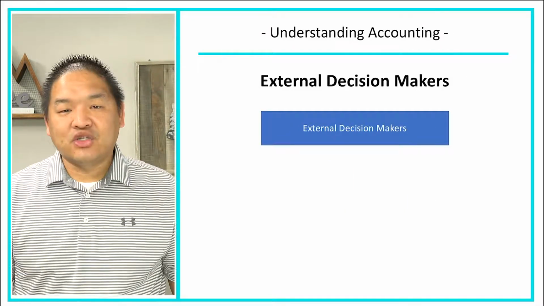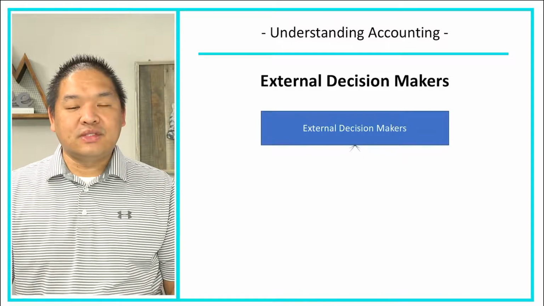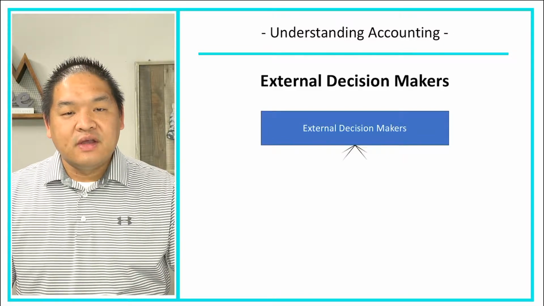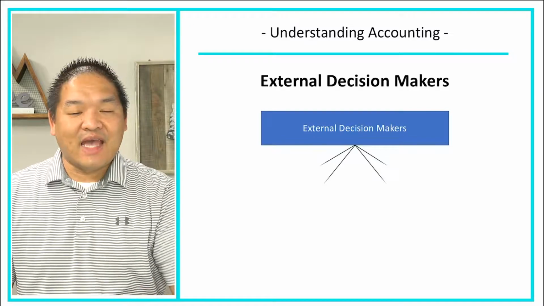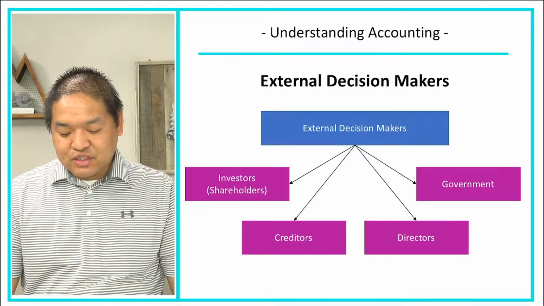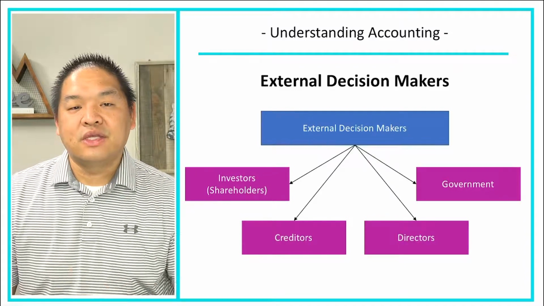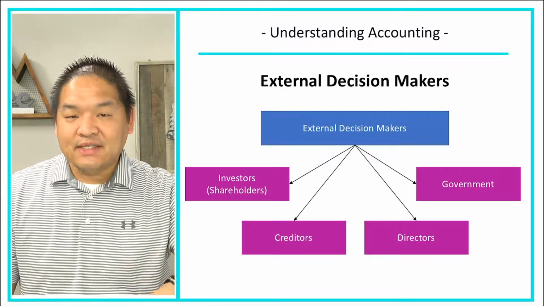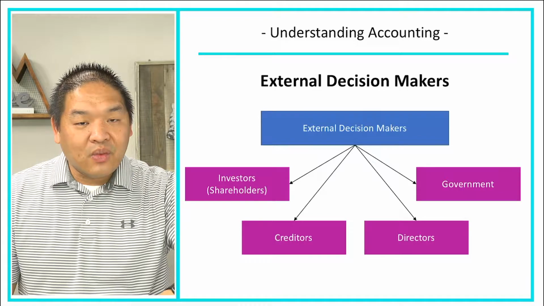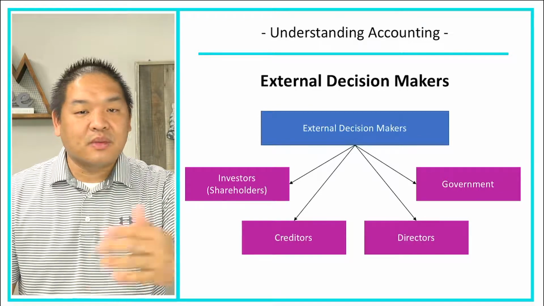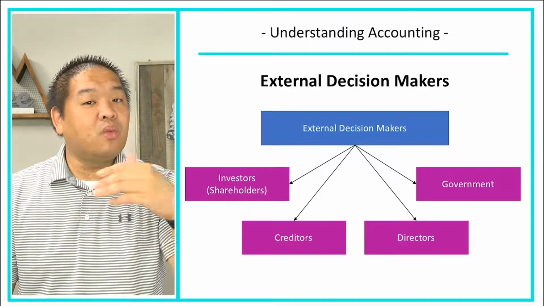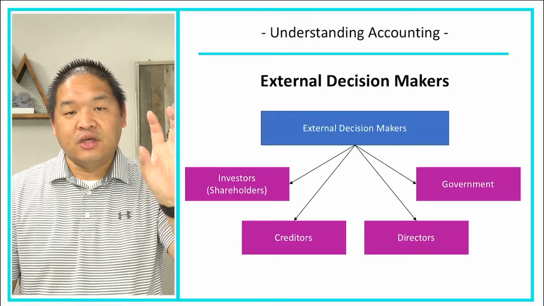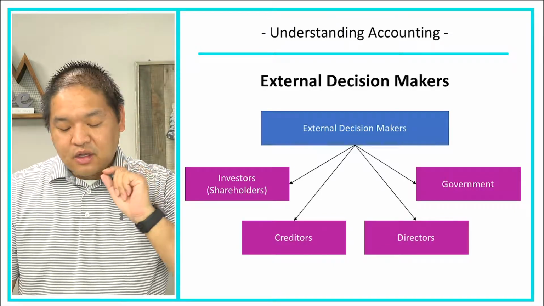So who are these external decision makers? Well, these external decision makers are everybody that is not internal management. So here are some examples of external decision makers. We've got investors and shareholders. These are people that want to invest in the company. So they need information on whether or not the organization is profitable. If it's profitable, maybe they will invest. If it's not profitable, maybe they won't invest. So they need information before they make an investment.